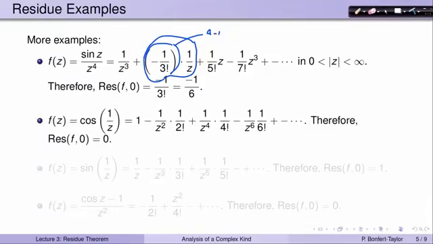Here's another example. The function cosine of 1 over z. We saw this function has an essential singularity at 0, so the Laurent series expansion has infinitely many terms with negative powers of z, but we notice these are all even powers of z. There is no 1 over z term. Therefore, the coefficient of the 1 over z term must be 0, and therefore the residue of this function at 0 is equal to 0.